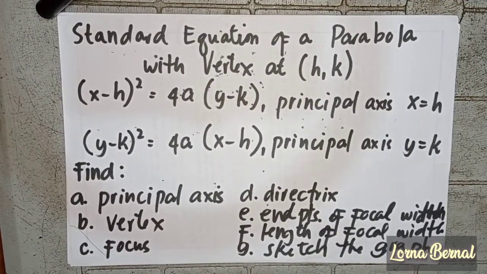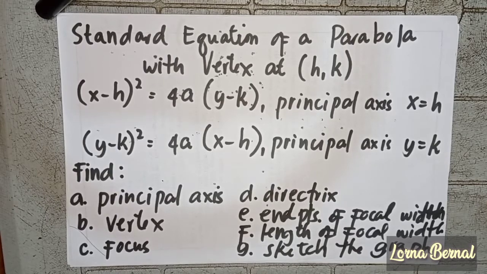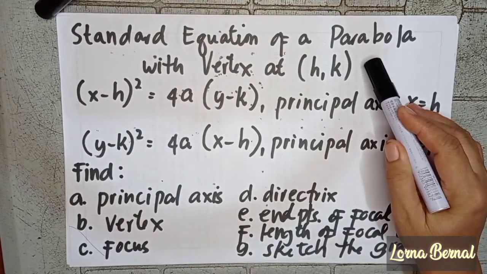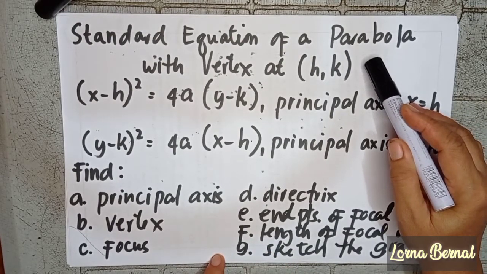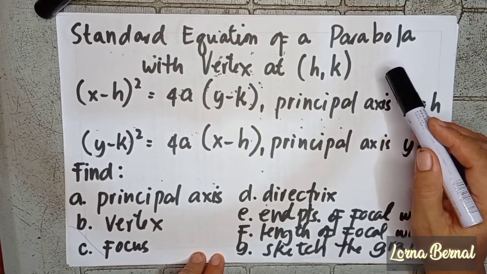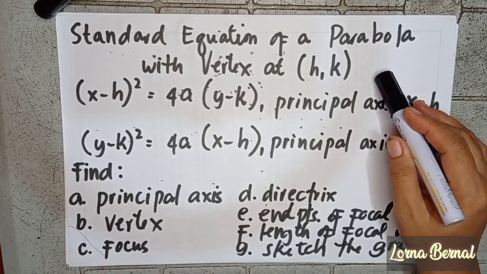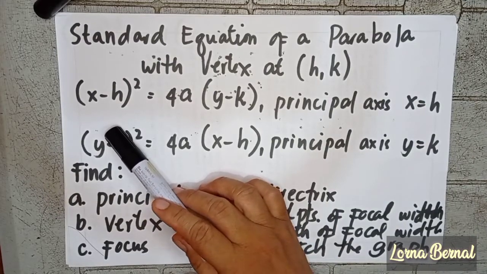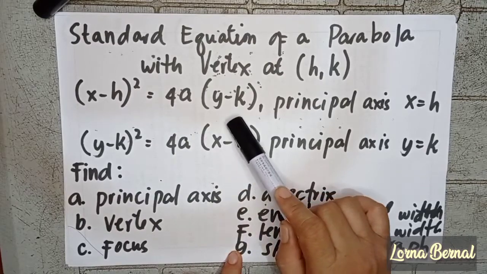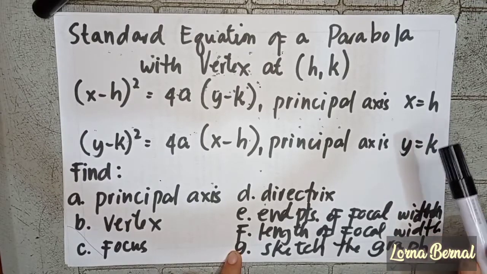Hi everyone. Today we will continue discussing the standard equation of a parabola, this time with vertex at (h, k). So try to get your module again. Open your module and let's discuss the standard equation of a parabola with vertex at (h, k). The first one is (x − h)² = 4a(y − k), wherein the principal axis is x = h.